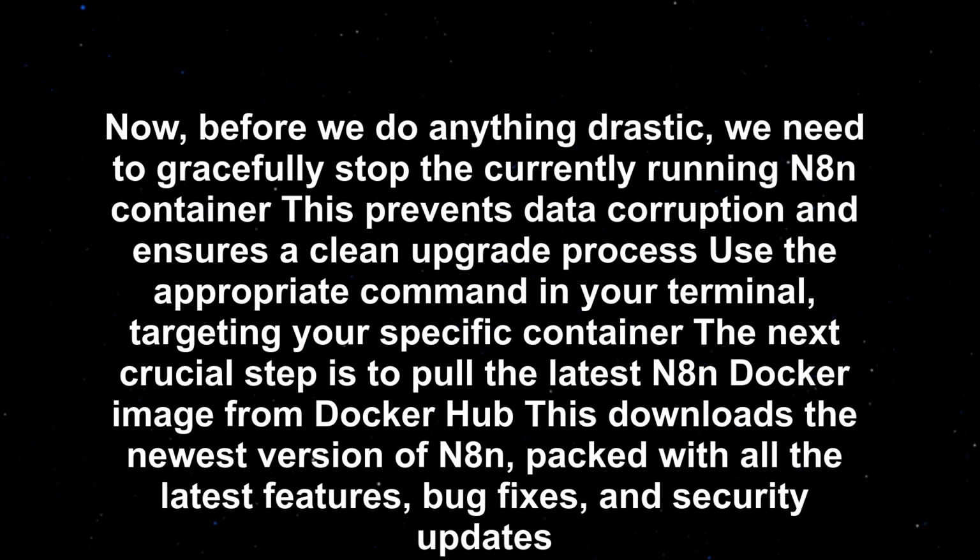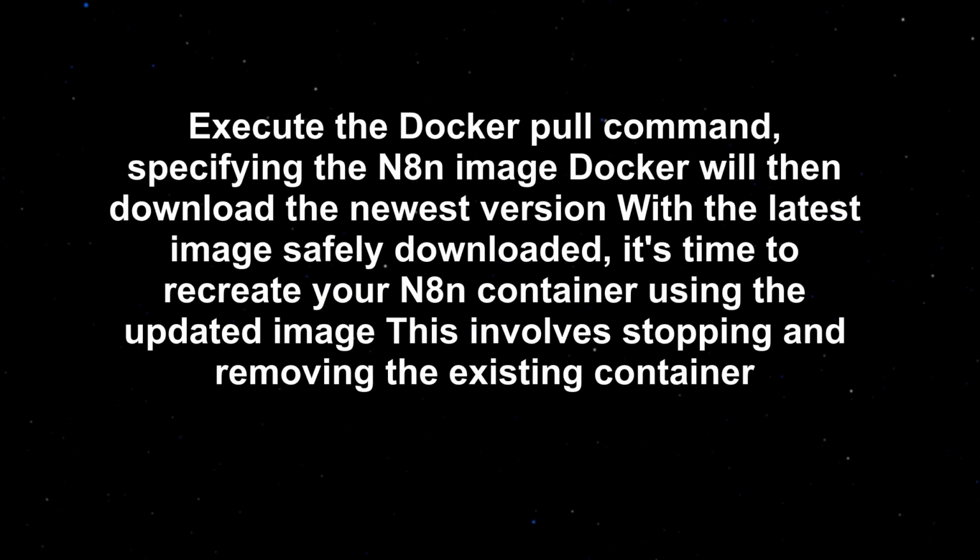The next crucial step is to pull the latest N8n Docker image from Docker Hub. This downloads the newest version of N8n, packed with all the latest features, bug fixes, and security updates. Execute the Docker pull command, specifying the N8n image. Docker will then download the newest version, with the latest image safely downloaded.